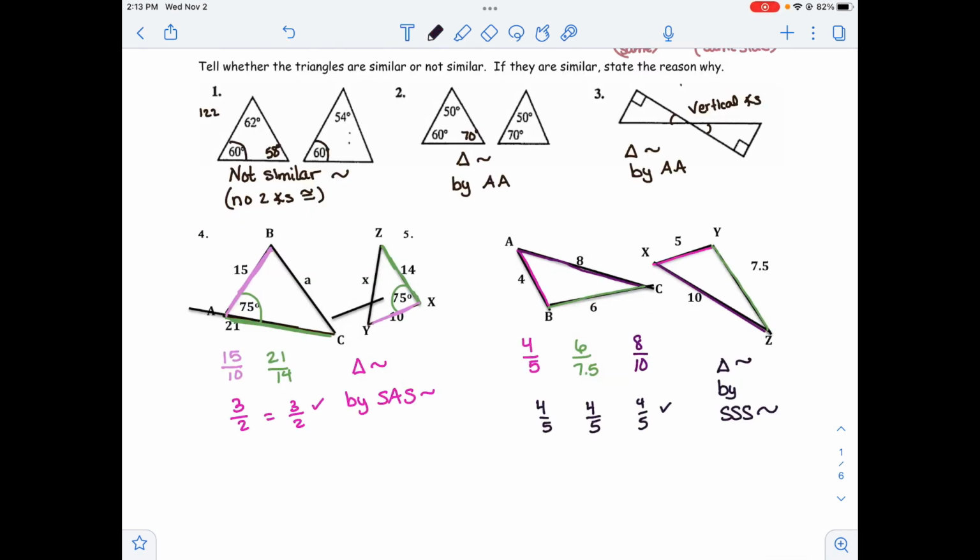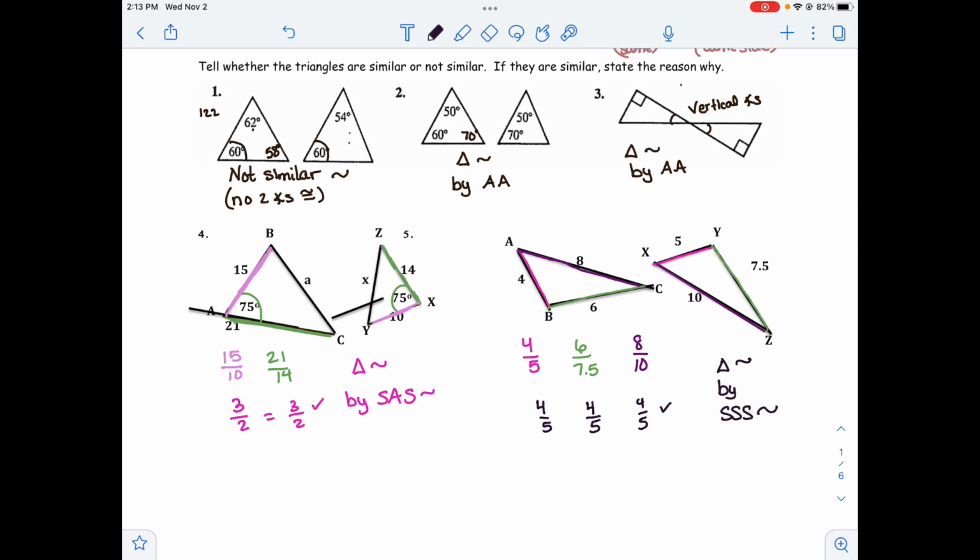So we look at the numbers 1 through 5 here, and we can see some that are similar and some that are not. On the first one, they're not similar. We do both share a 60, but then we were given a 62 in the first one and a 54 in the other one. If I add 62 and 60, I get 122, and if I take it away from 180, which we know every triangle is, I get 58. For them to be similar, this would have to be 54, and it's not. So they're not similar because there are no 2 angles that are congruent.